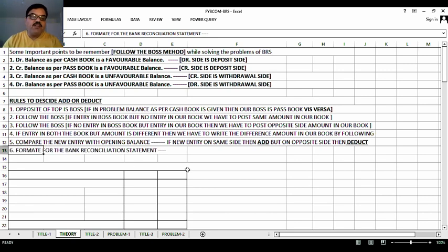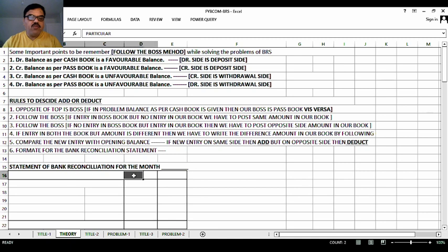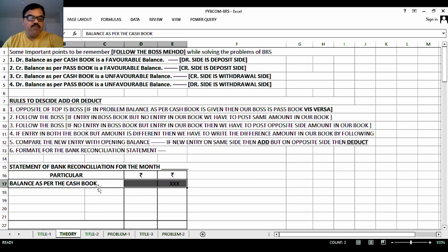Now, the sixth point is the format for the bank reconciliation statement. The format is very simple, which you already learned in 11th standard: statement of bank reconciliation for the month, whatever the month is. Then you write particulars, rupees, and then balance as per cash book. If the cash book is given, in this case the passbook will be our boss. If the passbook is given, you write balance as per passbook.